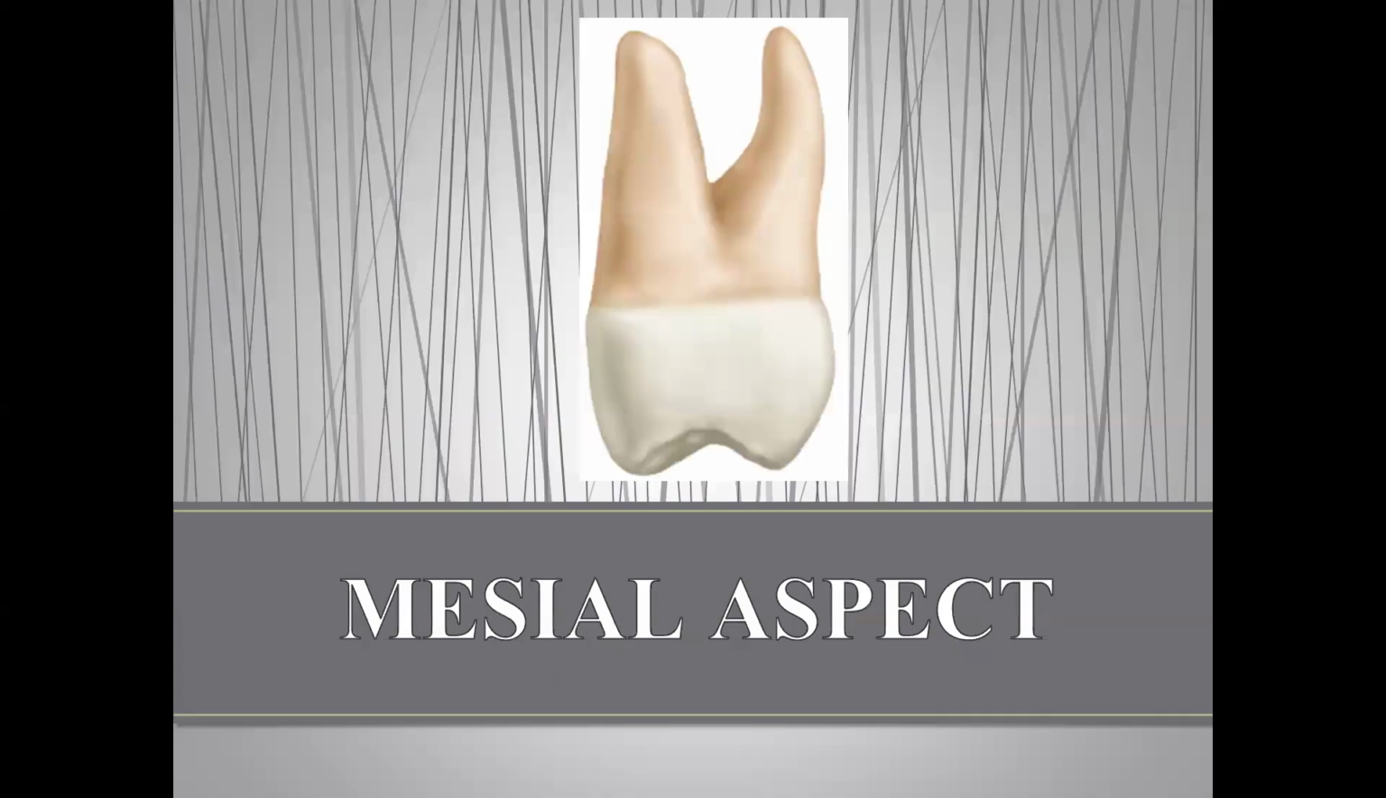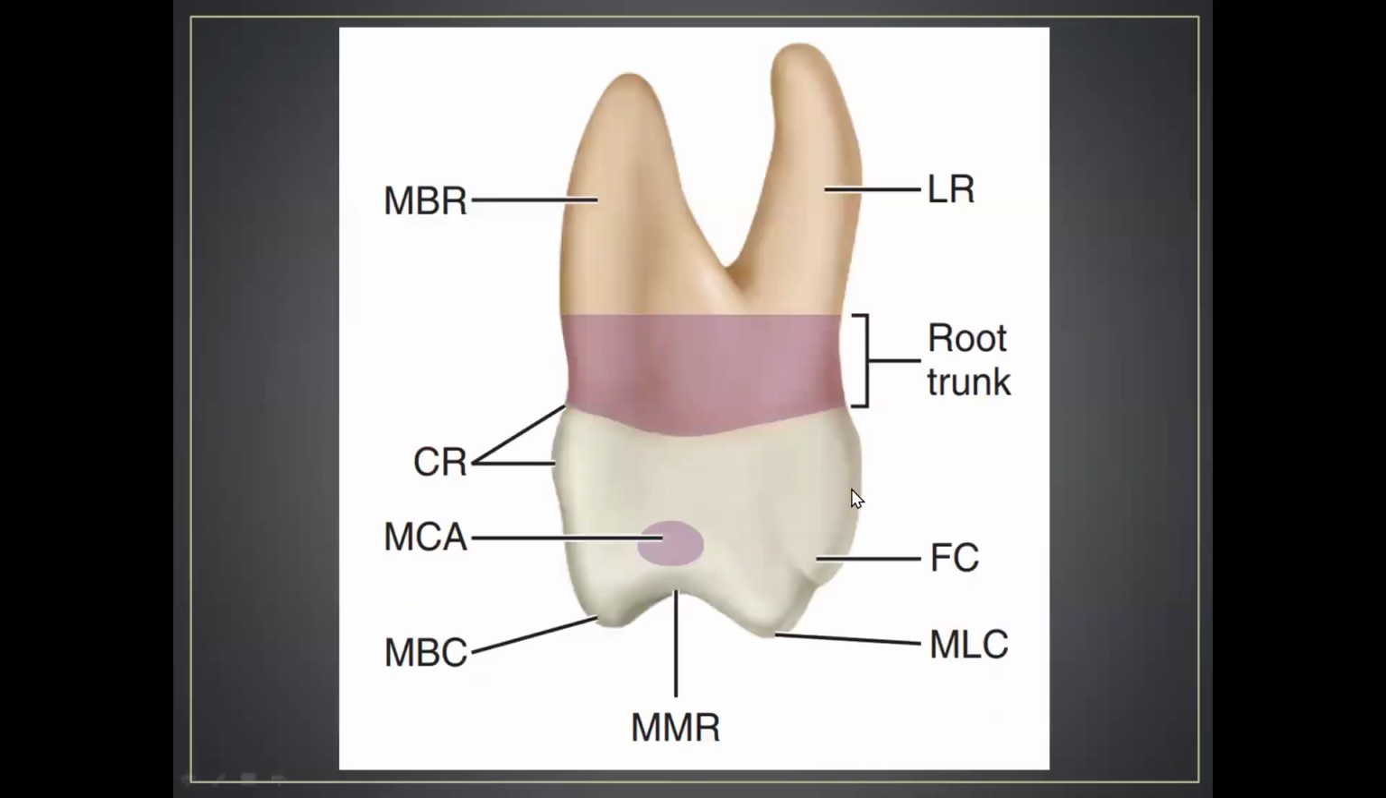So next is the mesial aspect. So this is the mesial aspect of your maxillary first molar. So you can see the buccal outline, you can see the lingual outline, and you can see the mesiobuccal root, and this is the palatal. So here, this is your mesiobuccal cusp, this is your mesiolingual cusp, this is the fifth cusp or the cusp of Carabelli, and this is the mesial marginal ridge.